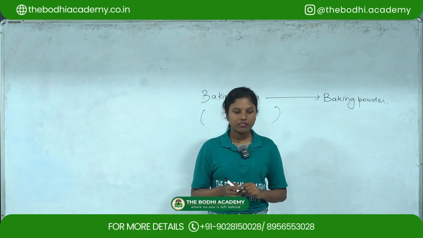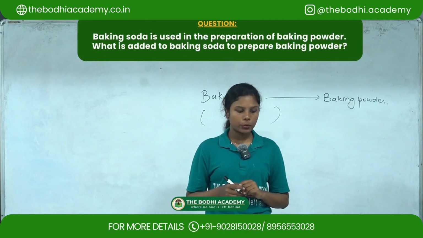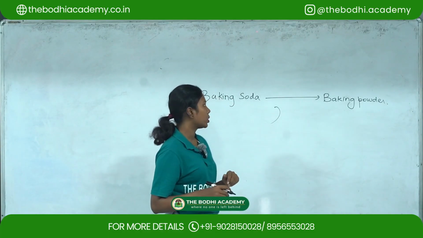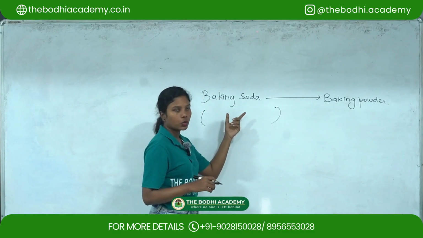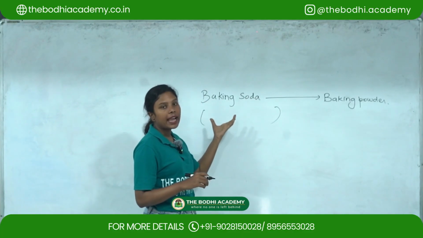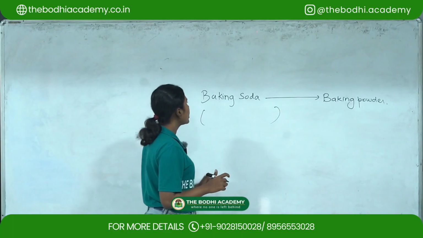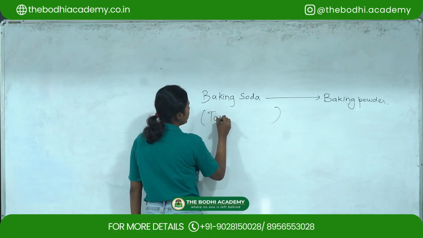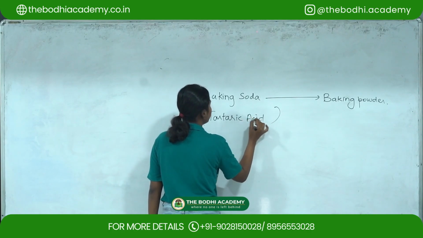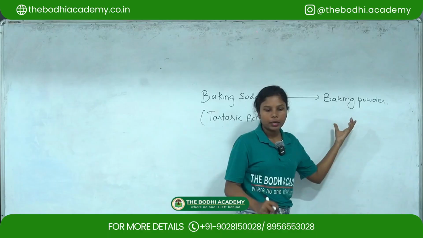Next question we have, baking soda is used in the preparation of baking powder. What is added to baking soda to prepare baking powder? So we know that from baking soda we are preparing the baking powder. Now what is the one thing that is added to baking soda so that we get the baking powder? Over here we add something known as tartaric acid. So when you add this tartaric acid to baking soda, you end up getting the baking powder.